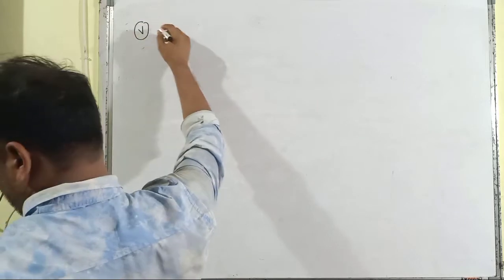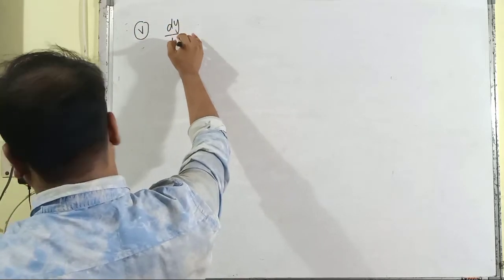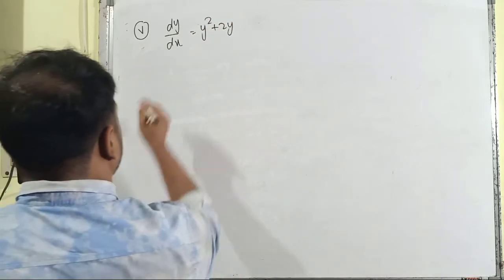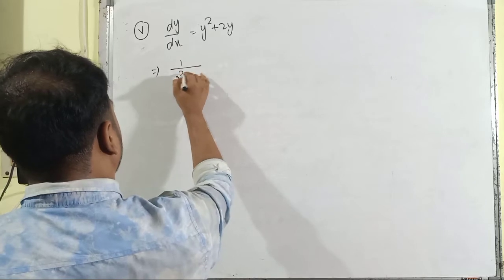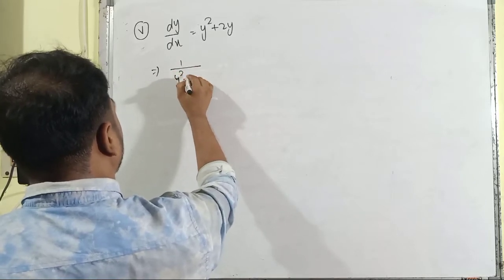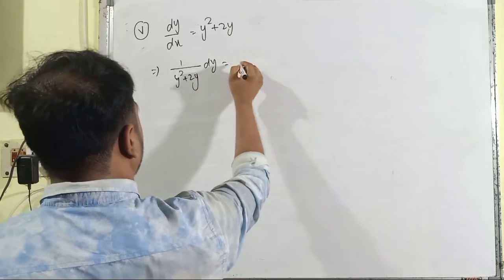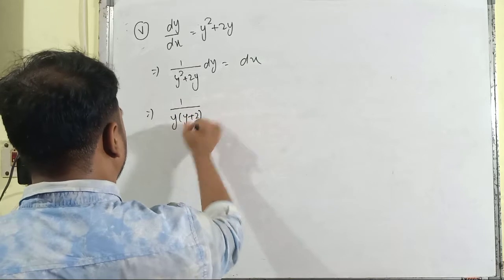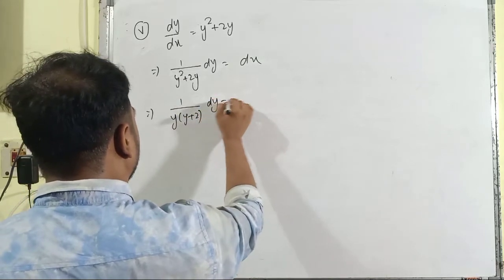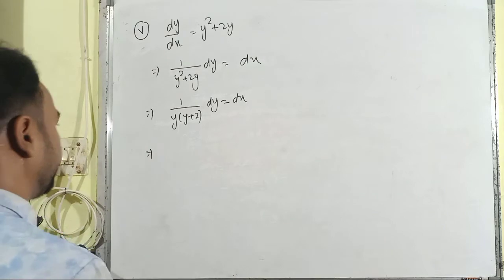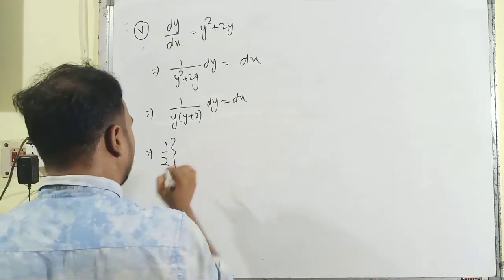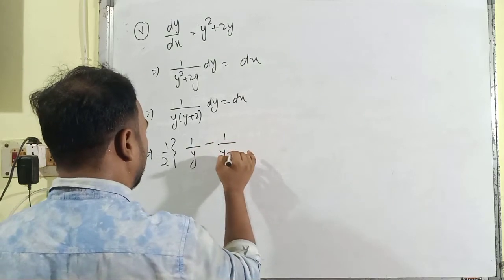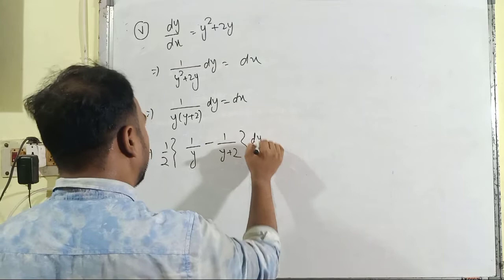The fifth bit of number 4: dy upon dx is equal to y square plus 2y. So 1 upon y square plus 2y dy is equal to dx. Then taking a common of y here, it becomes 1 upon y into y plus 2 dy is equal to dx. Then 1 upon 2 into 1 by y minus 1 by y plus 2 dy is equal to dx.